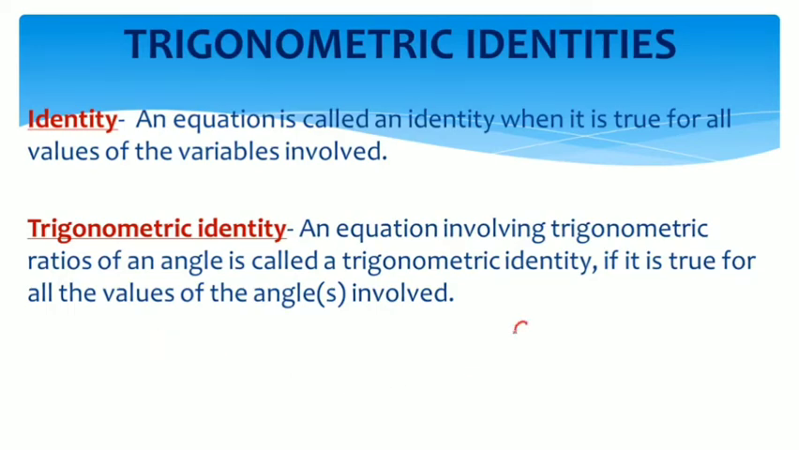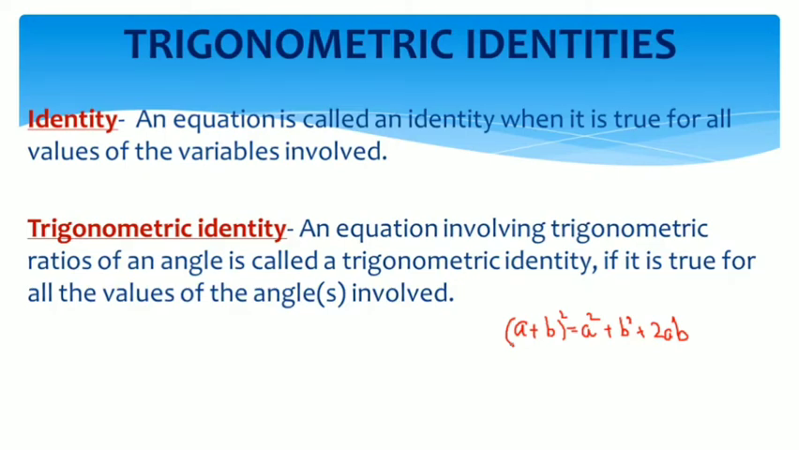In lower classes, we have learned so many identities. Suppose we know one identity, (a + b) whole square equals a square plus b square plus 2ab. This identity we already learned in lower classes. Now in this case, a and b are the variables. We can take any values of the variables, put them in the left hand side and right hand side and solve them separately, and the left hand side will be equal to the right hand side. So it becomes an identity.